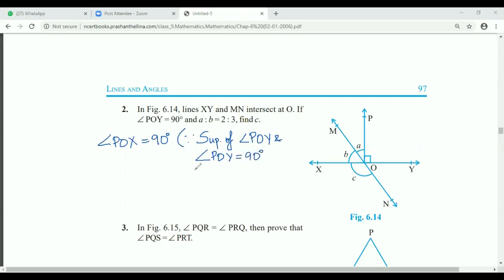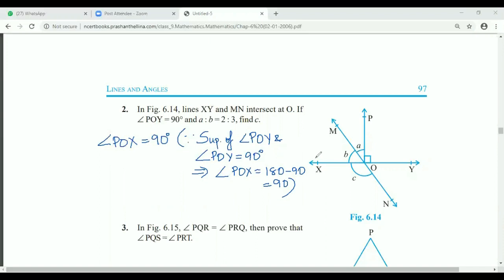Therefore, we can find angle POX as the balance of 180 degrees. That means 180 minus 90, you will get 90. That's why you get POX as 90 degrees. You have to write why you have written that measurement. So anyway, POX is equal to 90 degrees.